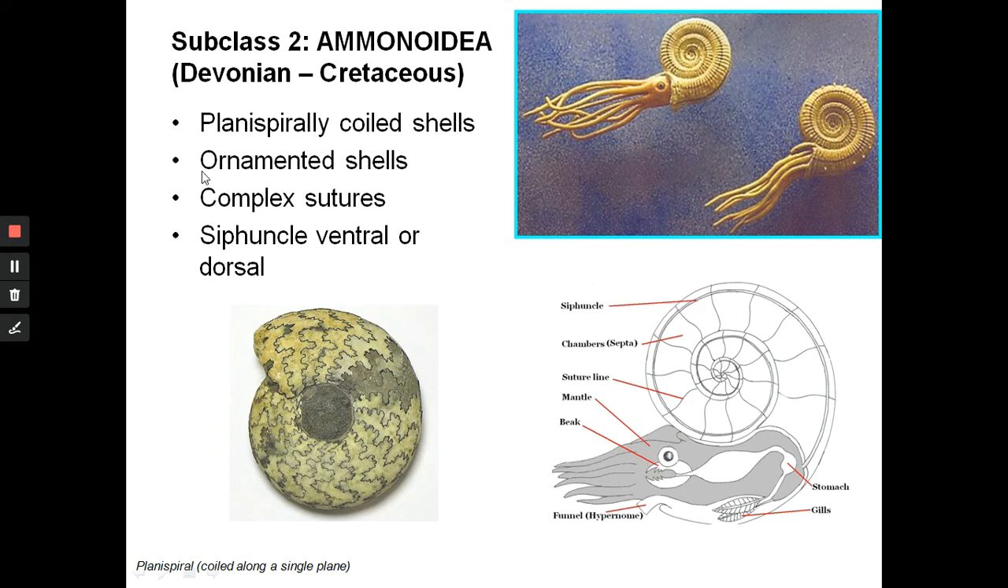How do they differ? So then you have sutures, the suture pattern is far more complex compared to the nautiloids, which are just simple, straight or curving. And now you get nice complex geometrical patterns to the sutures. And the siphuncle is no longer in the middle, but it can be in a ventral position or a dorsal position, but no longer in the middle.